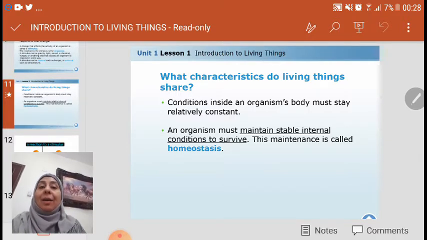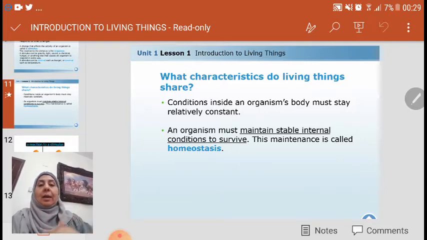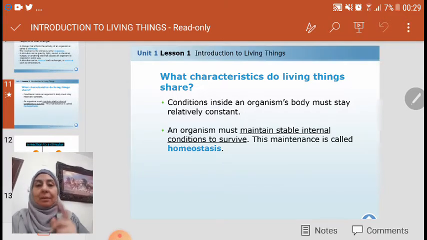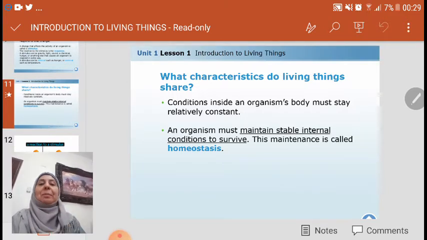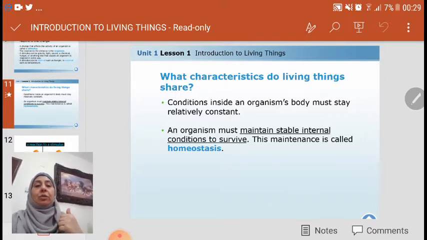Okay? Why? Because we have special mechanisms, special processes, chemical processes actually, inside our bodies that control all the processes to stay stable. So these chemical reactions inside your body keep your temperature stable. This was an example. The temperature is an example. But homeostasis is not only for temperature. It is for the temperature, for the concentration of every mineral, the concentration of the water inside your body.